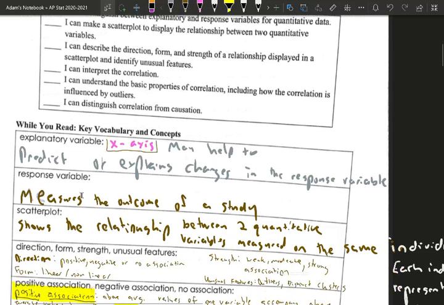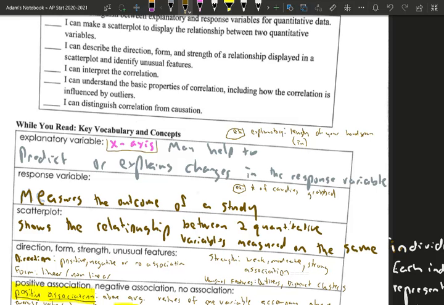The response variable measures the outcome of the study. So for our example, the explanatory variable is the length of your hand span, maybe in inches or something like that. And the response variable measures the outcome, so the response variable will be the number of candies grabbed. Okay.